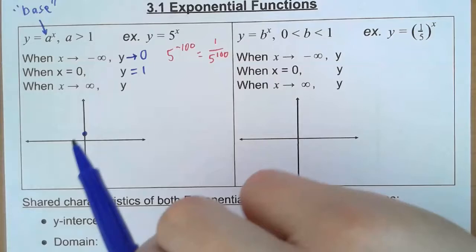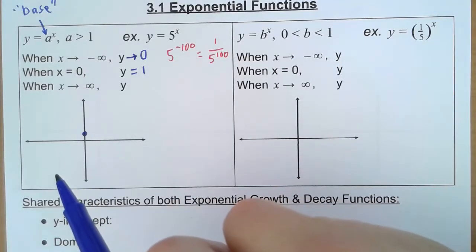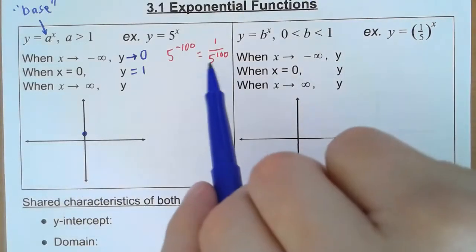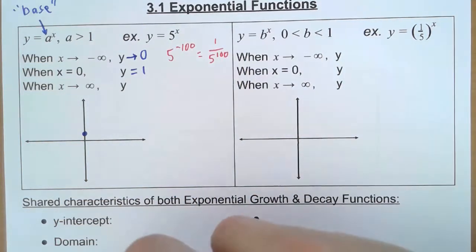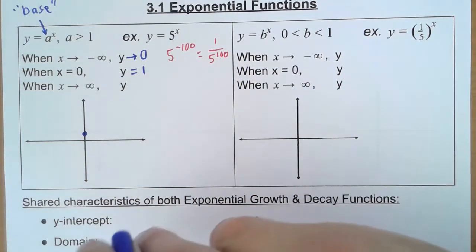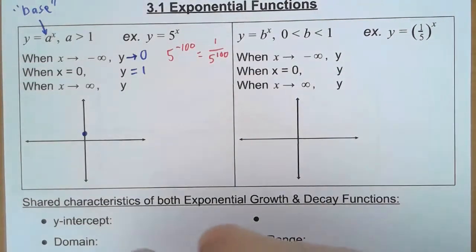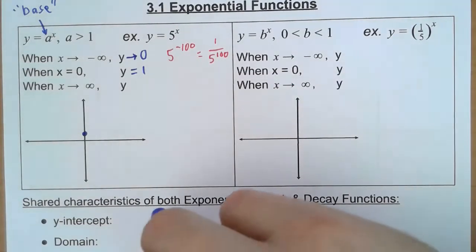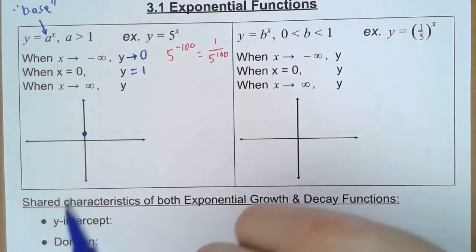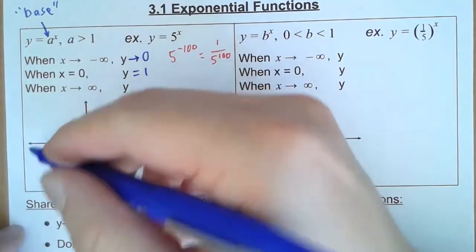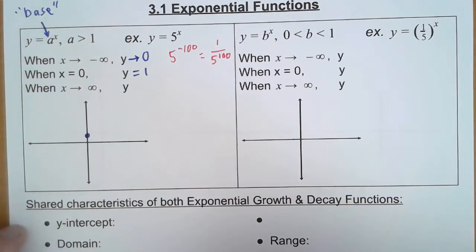Now it's never going to actually reach 0, though, right? If x is a million, 1 over 5 to the million is going to be so small, 0.000, going on almost forever, but not quite forever. Really, really close to 0. You can get as close to 0 as you want, but never quite reaching 0.